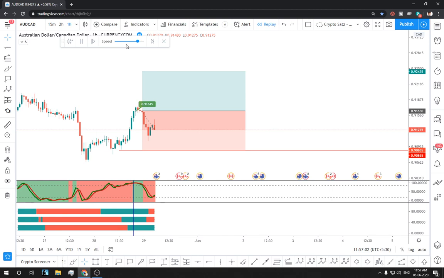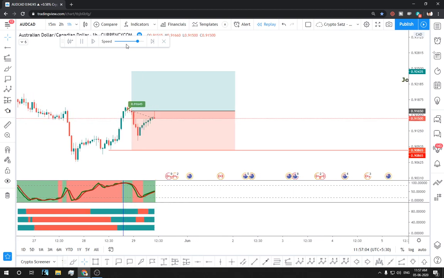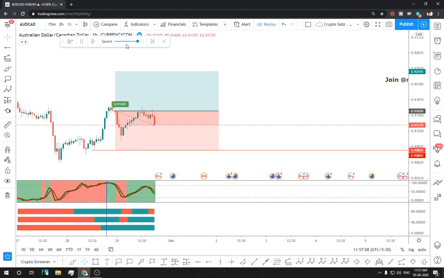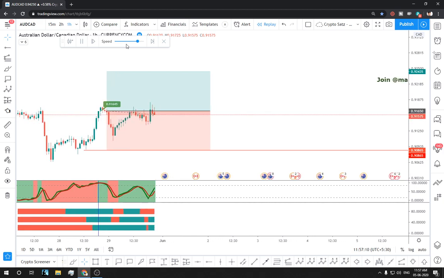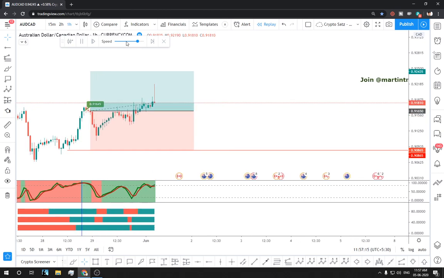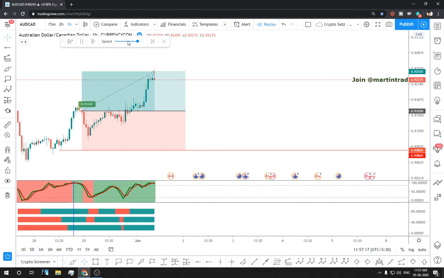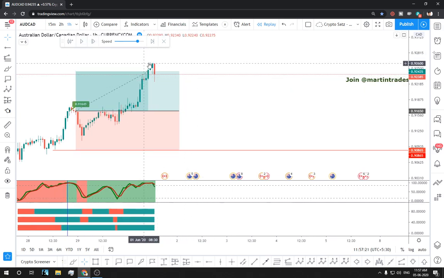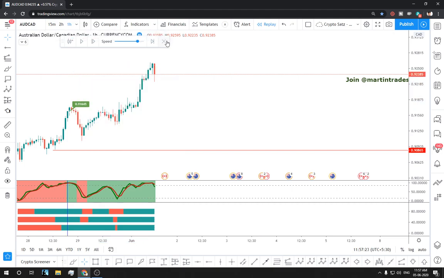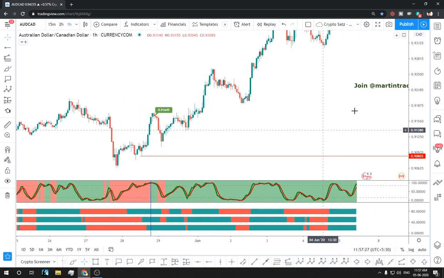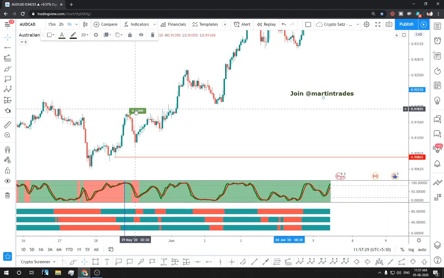Bingo. Here our target clearly hits, you can see. So this is how the strategy works. I'll show you a couple of examples so you can get a hold of it.